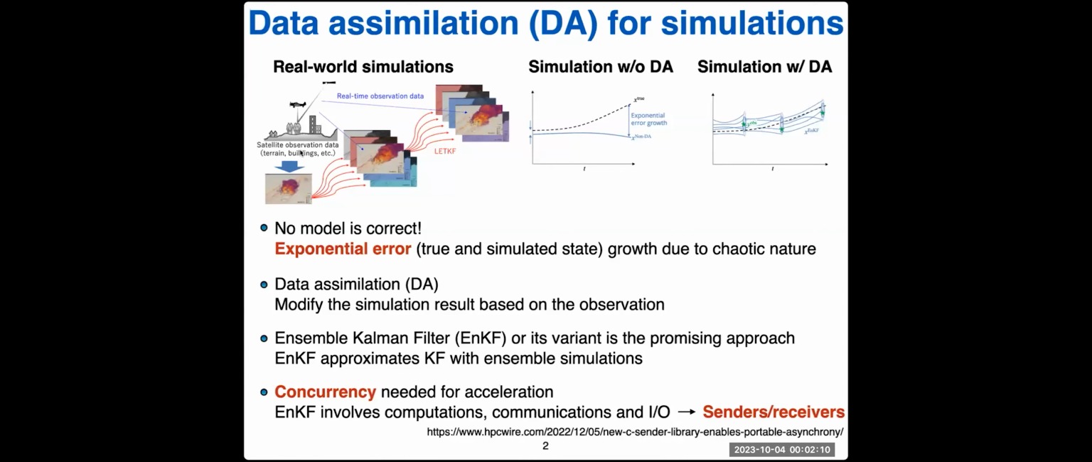In this particular example, we simulate a contaminant dispersion in a city area whose simulation states are updated based on the observation data like radar for wind speed and a satellite image, for example. And the Ensemble Kalman filter or its variant is a promising approach, which approximates the Kalman filter with the ensemble simulations. In order to accelerate this type of approach, concurrency is necessary. So Ensemble Kalman filter involves computations, communications, and I/O. So senders receivers may be used for acceleration.